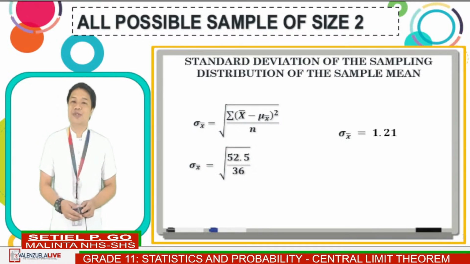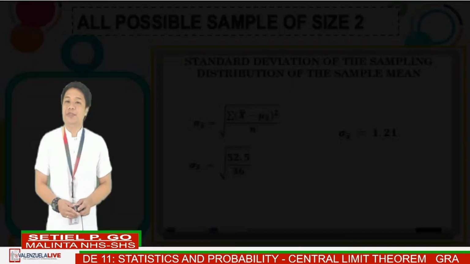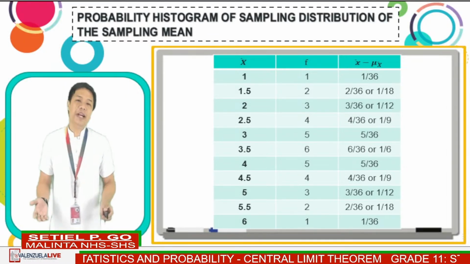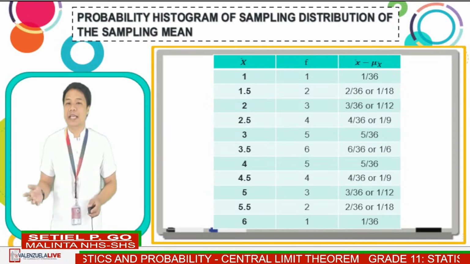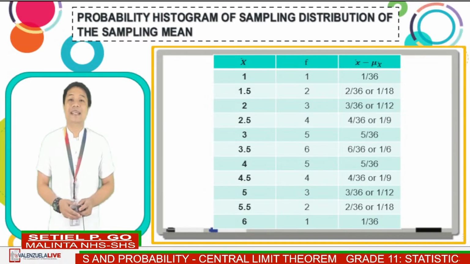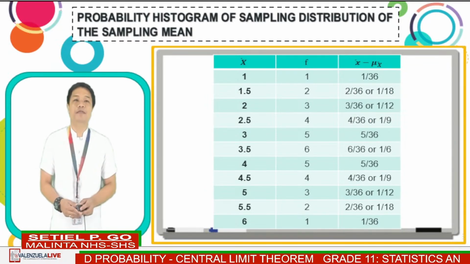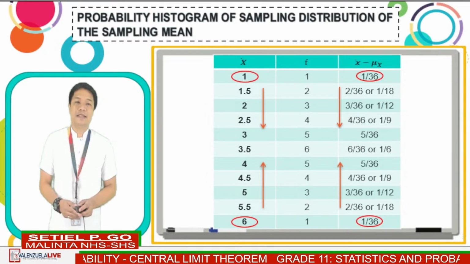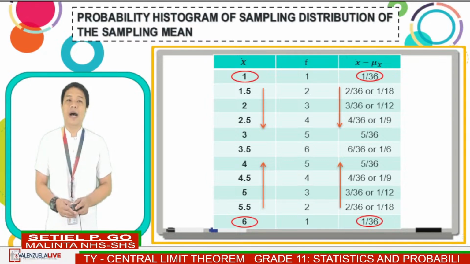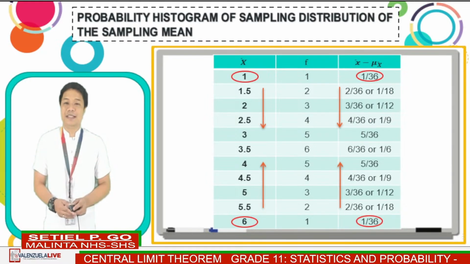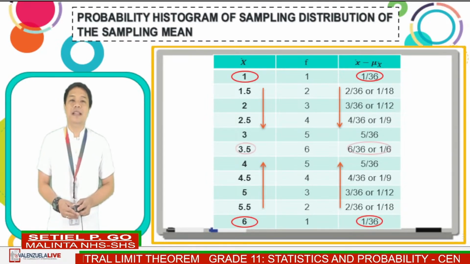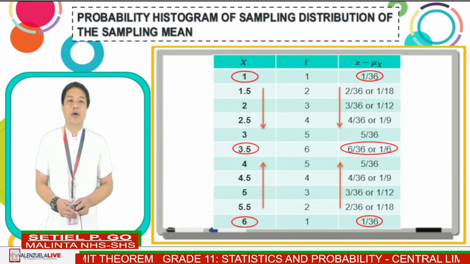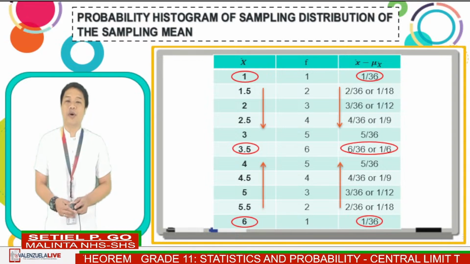In order for us to construct the histogram of the sampling distribution, we will come up with this table. If we examine the previous data, this table will summarize the data. The sample mean of 1 and 6, the probability is 1 over 36. And the pattern continues until 3.5, which will have the probability of 6 over 36 or 1 over 6.